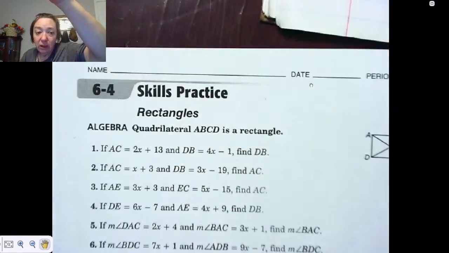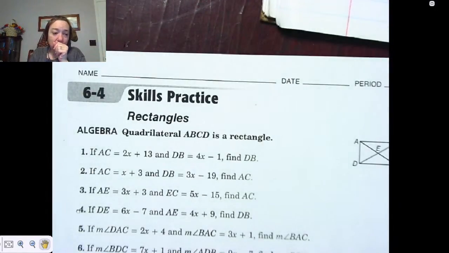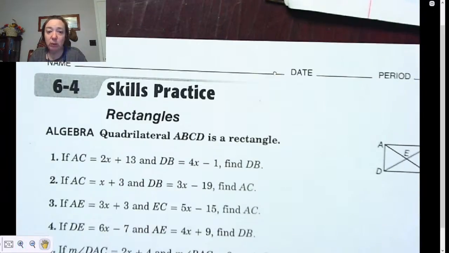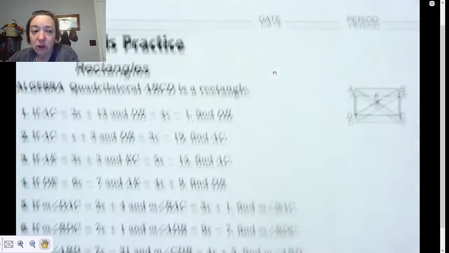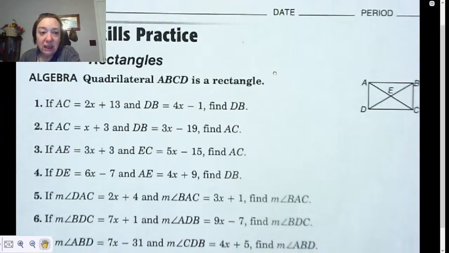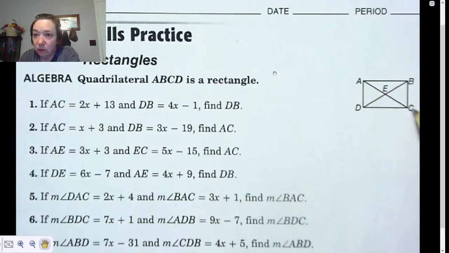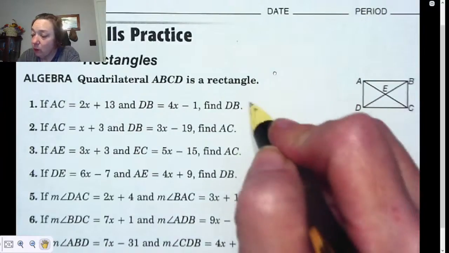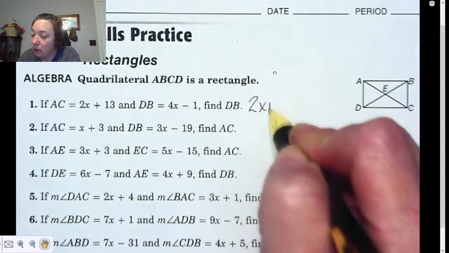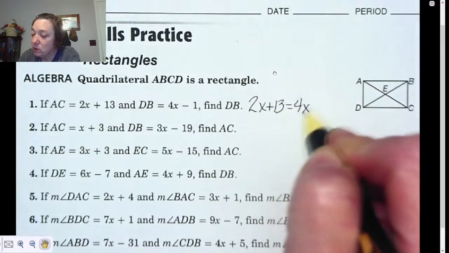So if we look at number 1 right here, I'm going to make this a little bigger. Okay, so if we look at number 1 right here, it says if AC is 2x plus 13 and DB is 4x minus 1, find DB. So if we look at this diagram, AC is a diagonal, right? And DB is a diagonal. And we just said that those diagonals are going to be congruent to each other. So we would set this up as 2x plus 13 equals 4x minus 1.